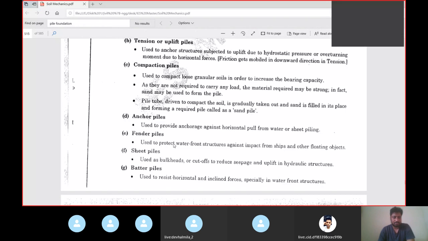So such types of piles that are used for anchorage for the horizontal pull from water or sheet piling, such piles are known as anchor piles. Now the fender piles are used to protect waterfront structures against impact from ships and other floating objects.